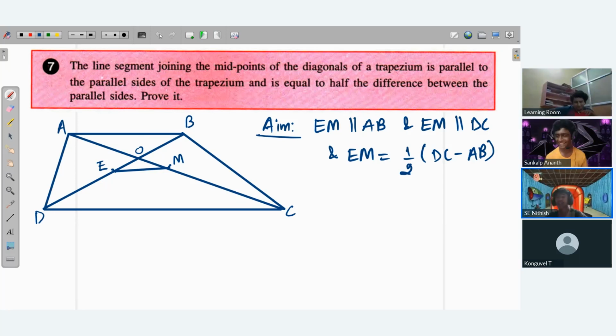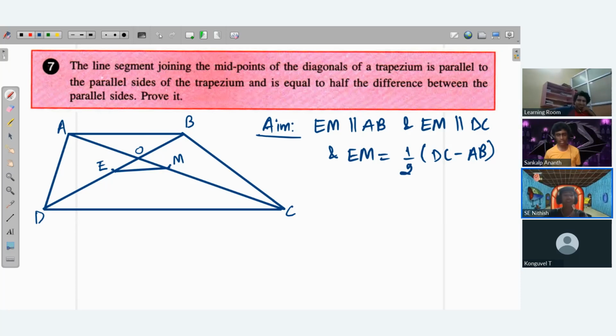I have a valid reason. In triangle ADC, we know M is the midpoint as an assumption, and we also know that it's parallel to DC. So if we extend it, it is going to hit the midpoint of AD. The same goes for triangle BDC. So I can tell that EM is parallel to AB and EM is parallel to DC. And then EM is half of DC minus AB.